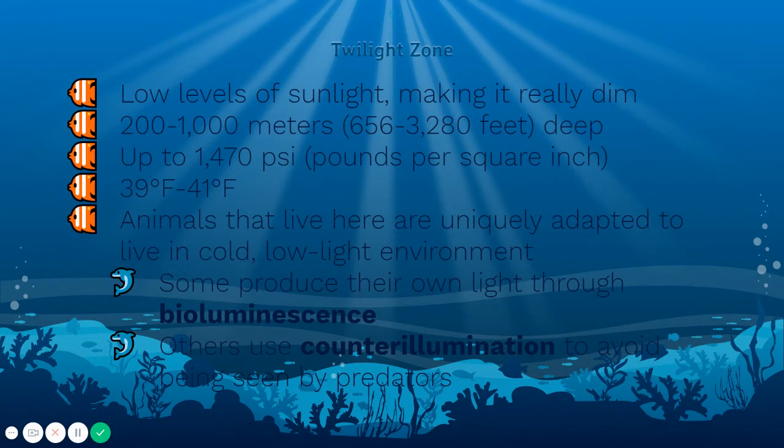It's really cold since sunlight doesn't reach here. And the animals that live here are very uniquely adapted to live in such a cold, harsh environment. Since there's barely any sunlight, animals have to produce their own. Some animals produce their own light through bioluminescence, and others use counter-illumination to avoid being seen by predators, or predators use counter-illumination to attract prey.